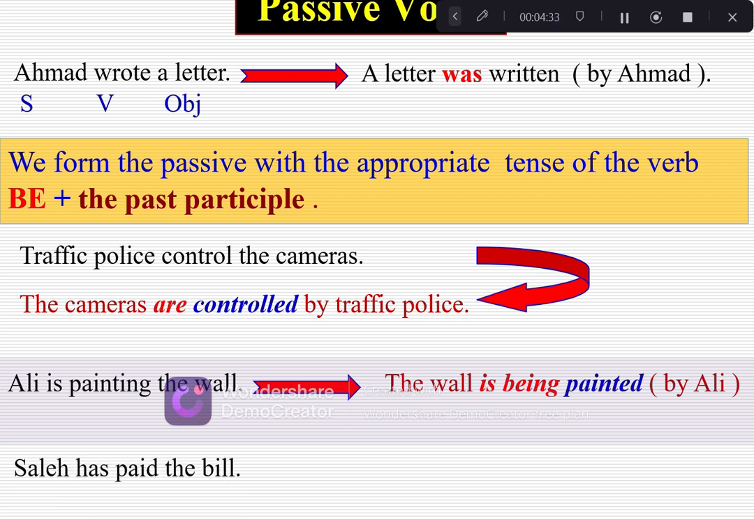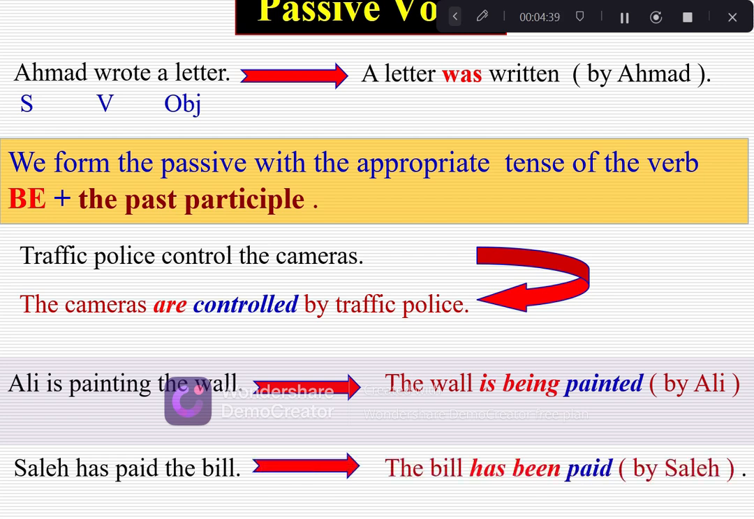Saleh has paid the bill. The bill has been paid by Saleh. Here we have the tense, which is present perfect. How did we know that it's present perfect? Because we have has plus verb 3. So it is a present perfect sentence.